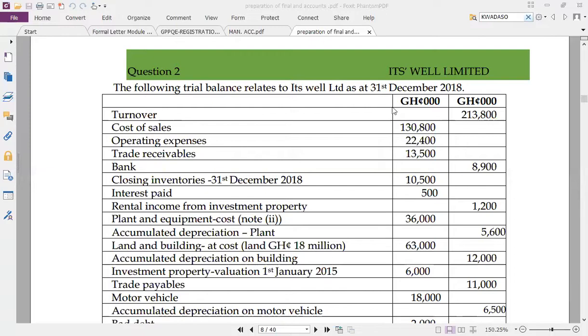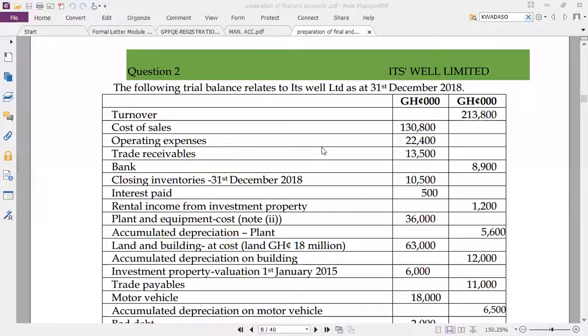Now let's go straight. Under exam condition, don't forget your three issues: your requirements, the trial balance, additional information, or the financial statement. So first, read the requirement first to be sure that that is the question that you are going to answer. So let's locate the requirement section.